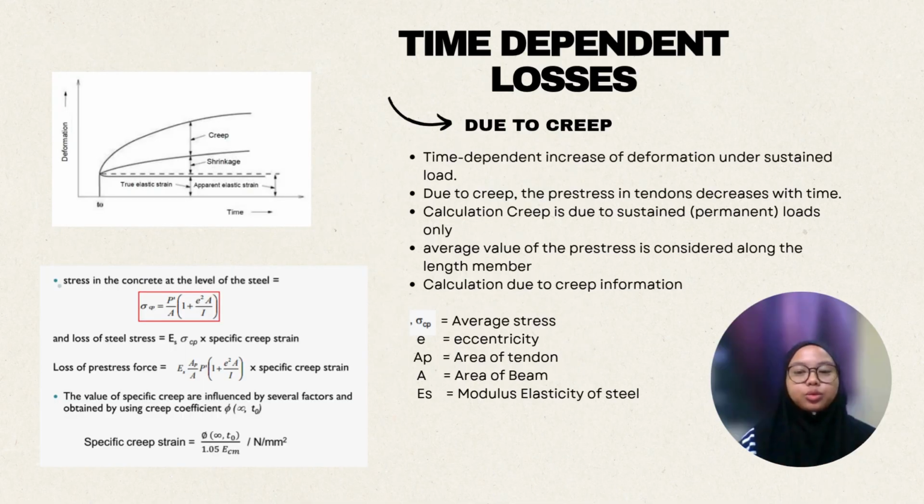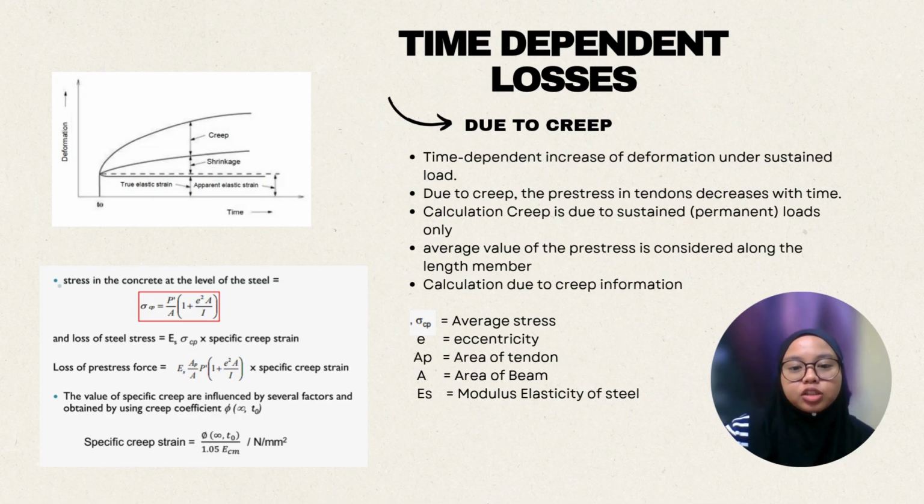Due to concrete creep, which is the time-dependent increase of deformation under sustained load, the pre-stress in the tendon decreases with time. The factors affecting creep and shrinkage of concrete are age, applied stress level, density of concrete, cement content, water-cement ratio, relative humidity, and temperature.